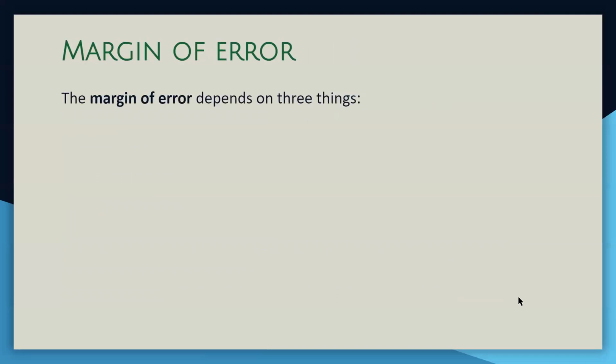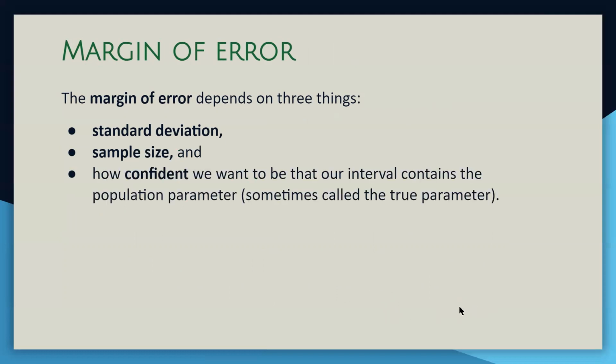The margin of error, which is how we construct our range of values, depends on three things, and we introduced this in the last video. We know it depends on the standard deviation: more variable populations will require wider intervals. Sample size: the bigger your sample, the smaller your range needs to be. And then how confident we want to be that our interval actually contains the population parameter. The more confident we want to be, the wider our interval needs to be.